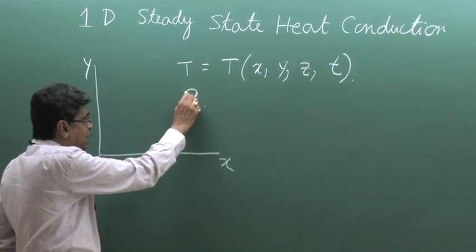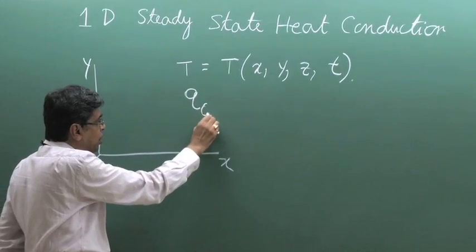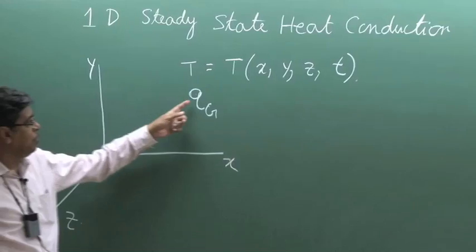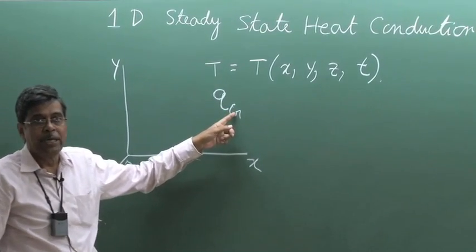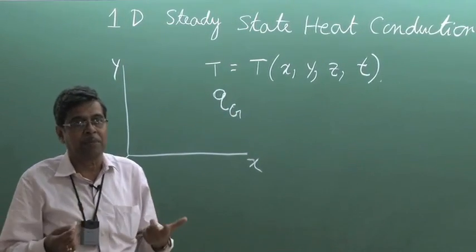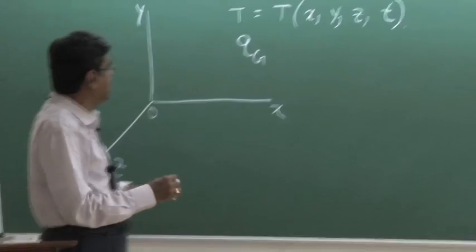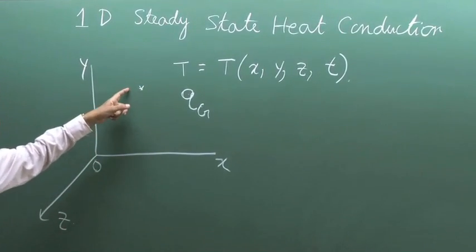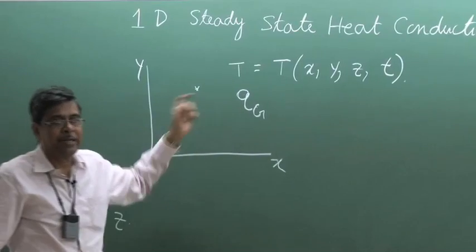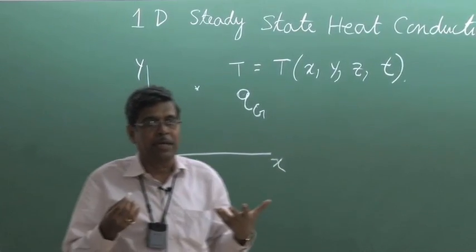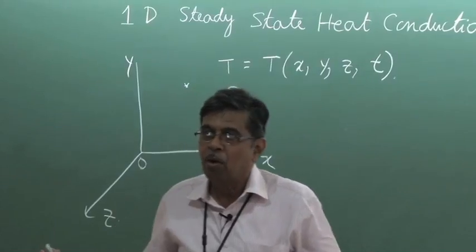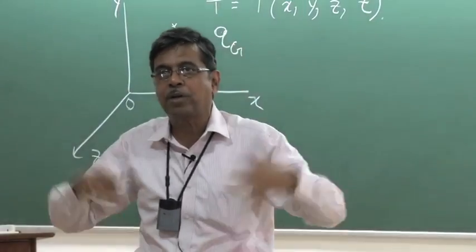We express this generation of thermal energy as small q_g, because I am using q as the heat flux. q_g is the generation of thermal energy per unit volume, and it becomes a point function like the temperature. That means at any point we can define the generation of thermal energy per unit volume. For a system which does not generate it, q_g will be 0 at all points.